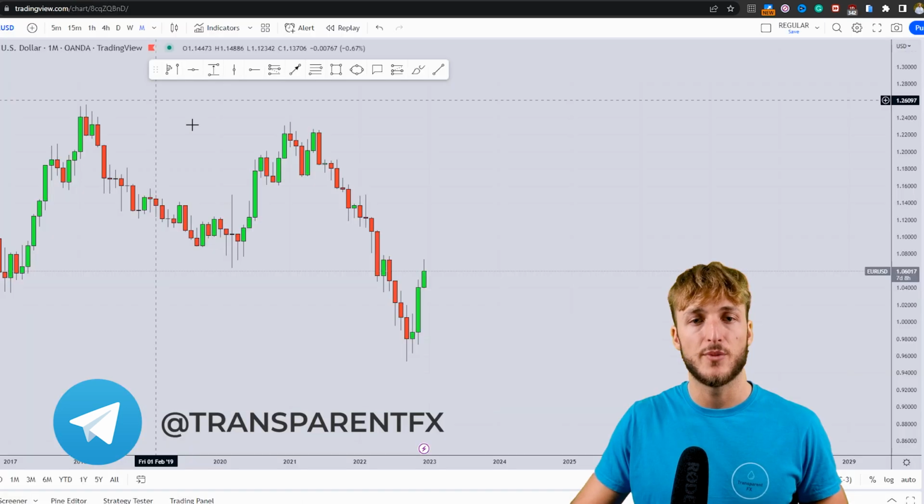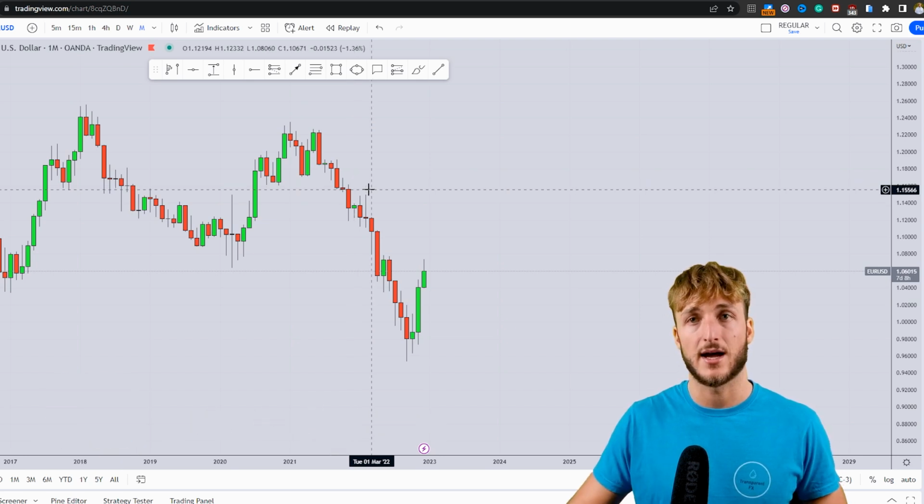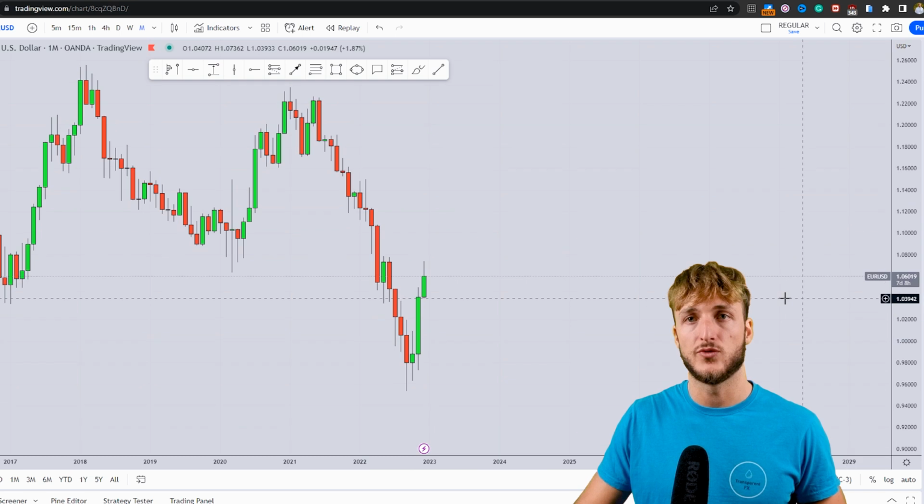And by the end of the video, by using the combination of these two different types of analysis, we will try to understand where we have the highest probabilities for the next potential move on this pair.